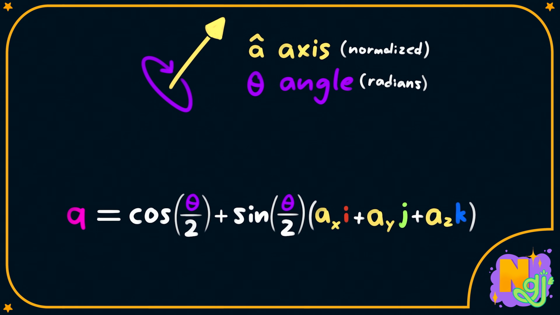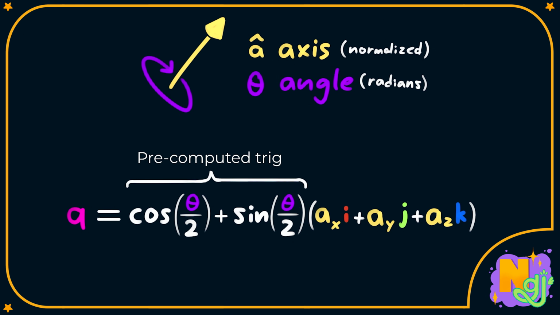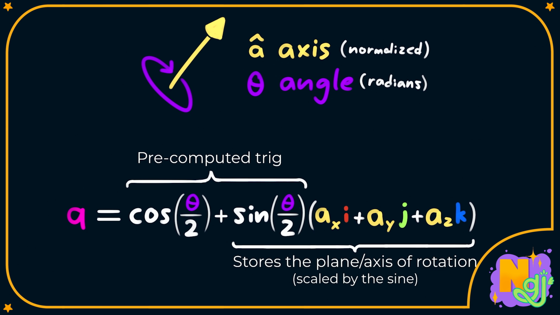And so the cool thing about this is that we have pre-computed the trigonometry, just like rotation matrices pre-compute the rotation by not having to do the trigonometry live. And then also this part, it kind of stores the plane and the axis of rotation, but it is scaled by sine of half of the angle. So you can see that it's similar to axis angle, but it's not really the same thing because, again, we pre-computed the results of trigonometry on that angle instead of storing the angle directly.